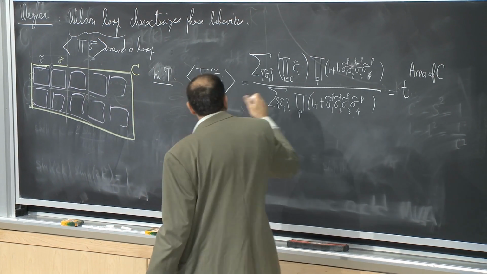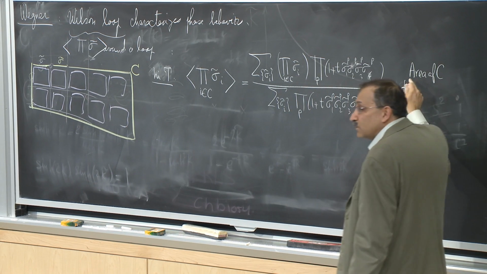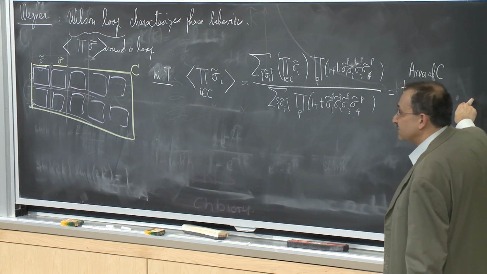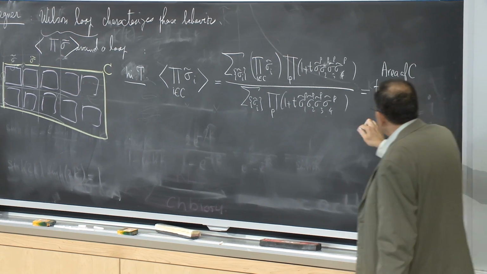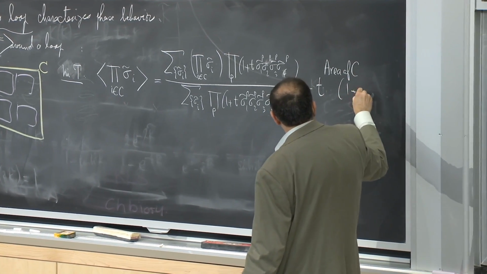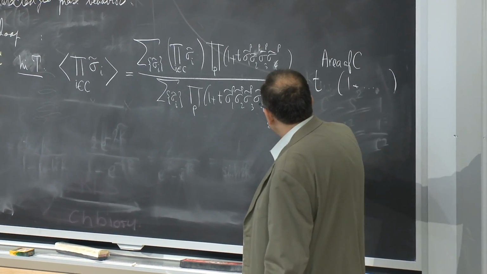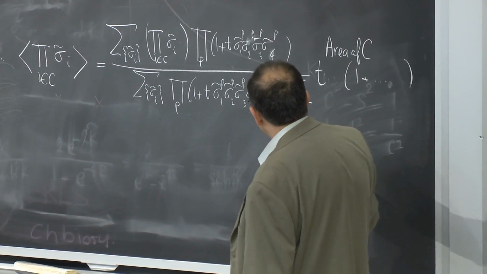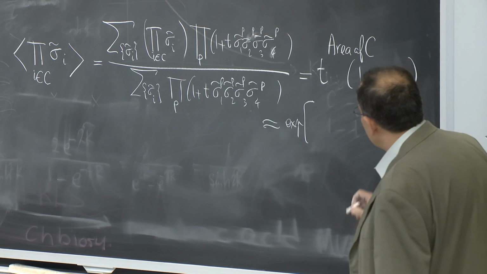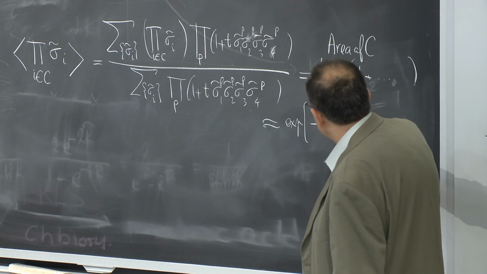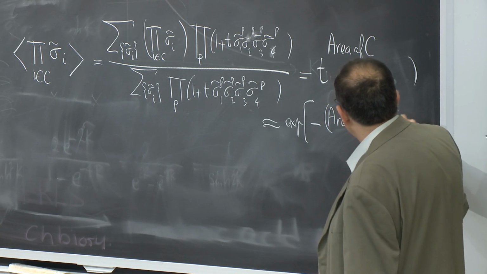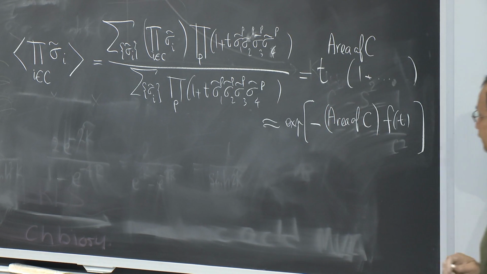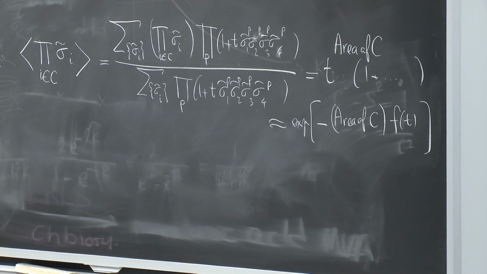So the next correction in this series you can see is also going to be something that will be 1 plus t to the 4th times the area. The point is that as you add more and more terms, you preserve the structure that the whole thing is going to be proportional to the area of the loop times some function of this parameter t. Okay?